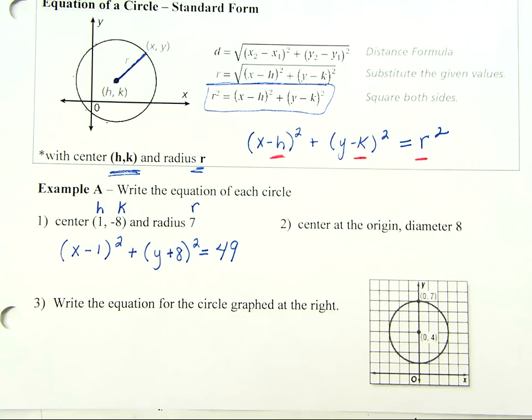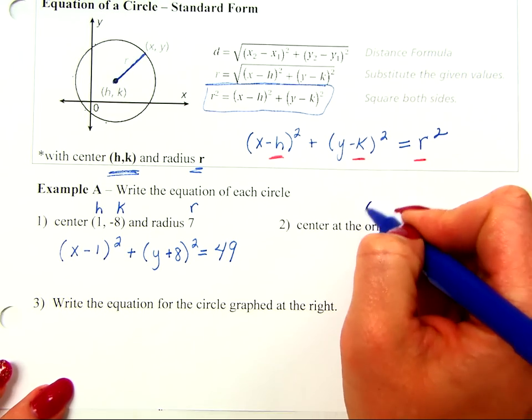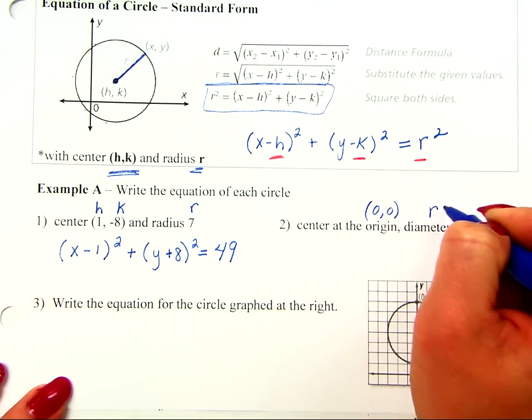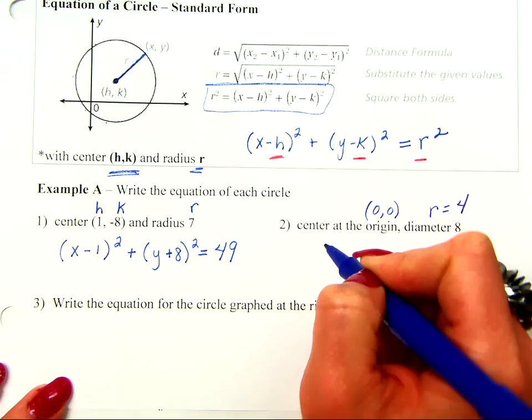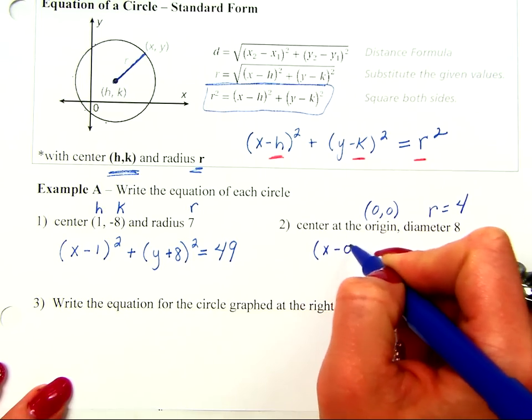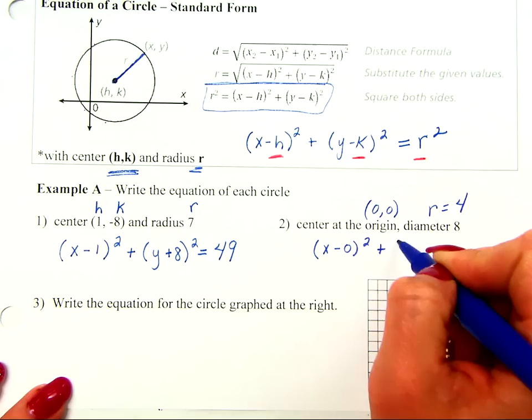Okay, let's look at number 2. This one tells me my center is at the origin. We know the origin is 0, 0. If I have a diameter of 8, well, diameter of 8 would tell me that my radius is 4. Now if I go ahead and substitute in for h and k, I'm going to end up with something that looks as so.